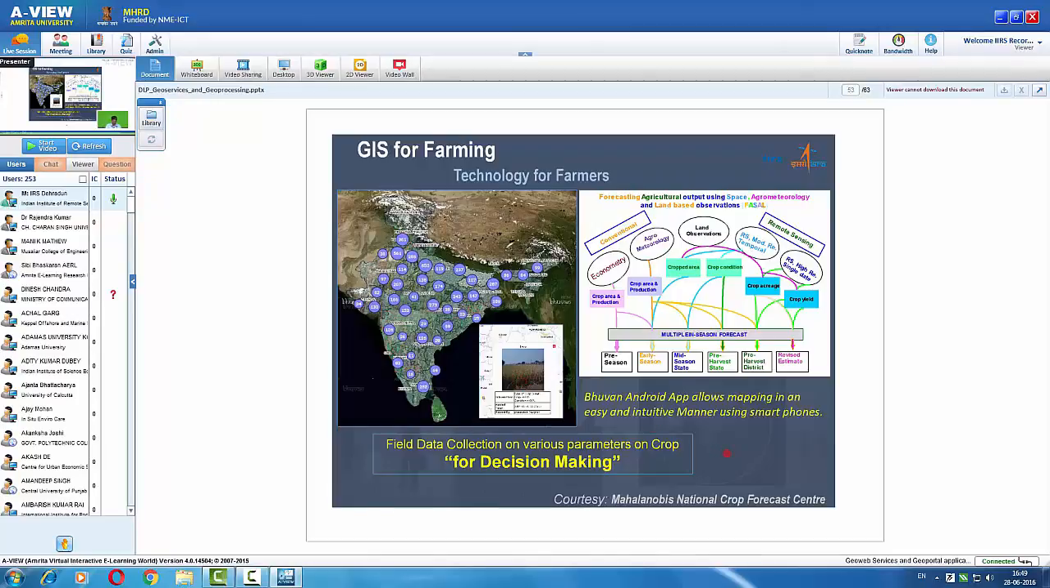So this helps you. The field data collection together with the satellite data provides you a platform for crop monitoring and making quick decisions on what needs to be done if there is a stress on the crop.